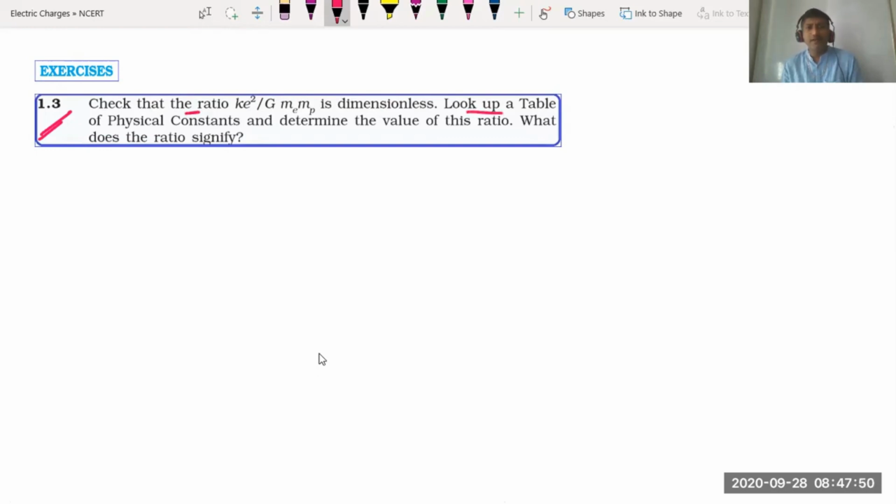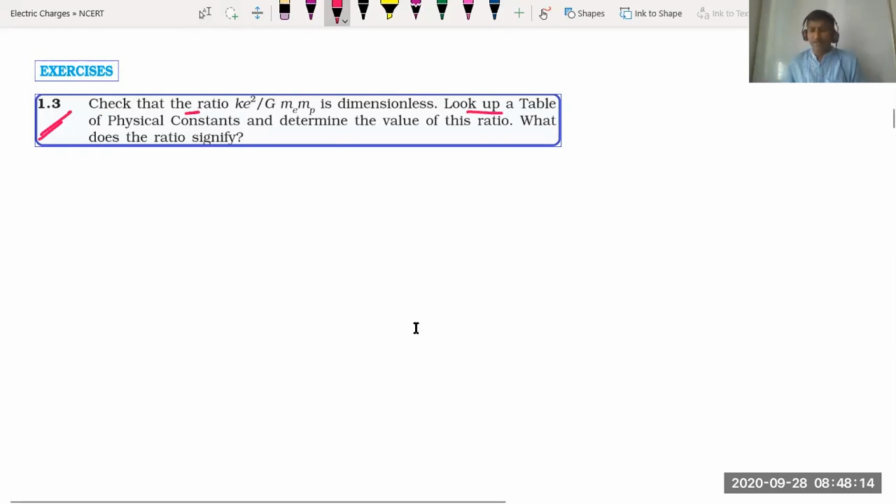Look up the table. In the NCERT textbook, different tables are given. One of them denotes the physical constants values, like the universal gravitational constant capital G, the basic charge value, the mass of proton, the charge of electron. Likewise, many constants are there.